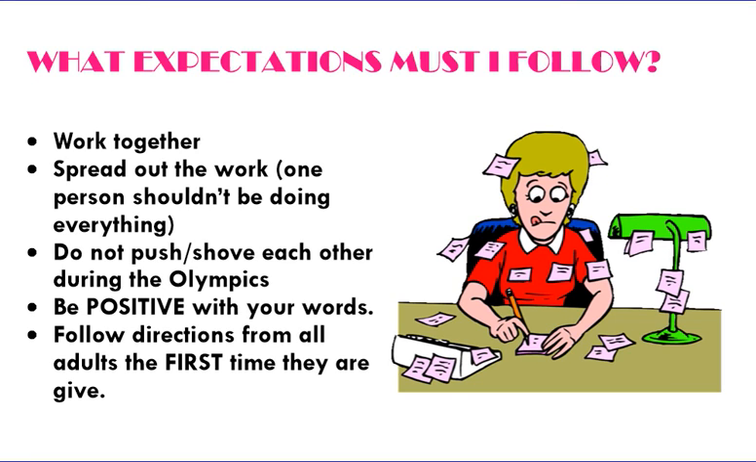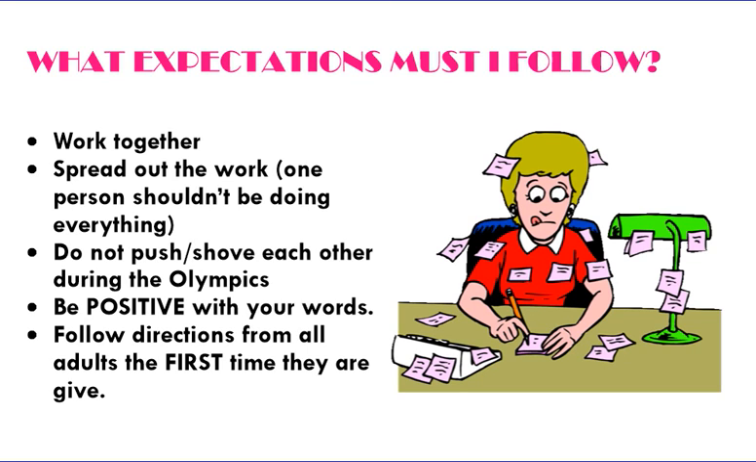So what are the expectations that you must follow? Well, it's a given that you need to work together. You also need to spread out the work, though. It's not a good strategy to have one person working on everything because you're going to go much slower. We've balanced out the teams so that everybody has a different type of strength. So make sure that you use each other to work as quickly and accurately as you can. While a lot of the physical challenges involve you working together, none of them involve pushing and shoving. So please don't do that during the Olympics. Be really positive with your words and encourage each other so that we can move as quickly as we can.